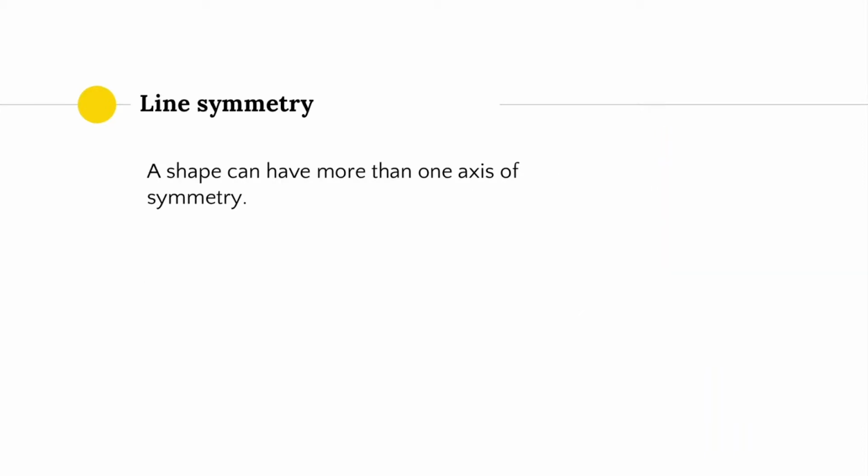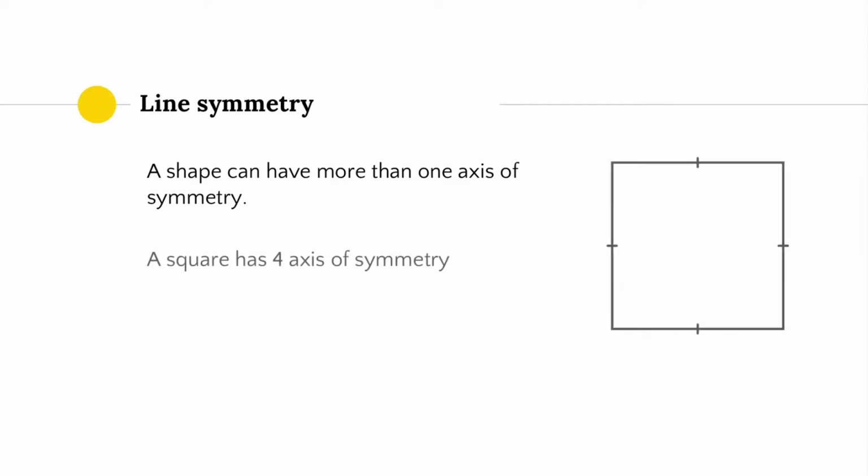Now, a shape can have more than one axis of symmetry. So for example, a square has 4 axes. You've got one going down, and 4.